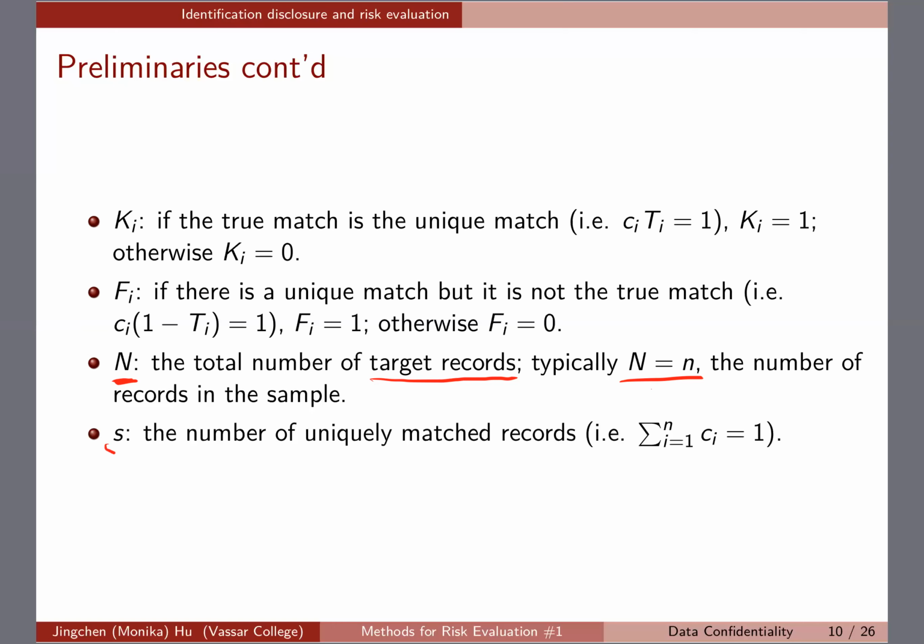We have one more item here, which is the small s. That is the number of uniquely matched records. So you count how many, I should put parentheses over here, you're looking at how many Ci equals 1 out there. Again, Ci is the number of records that share the same combination for record i. So when Ci is 1, it is a unique match. We're counting how many unique matches there are. All right, so let's live with that. All of them hopefully make sense.